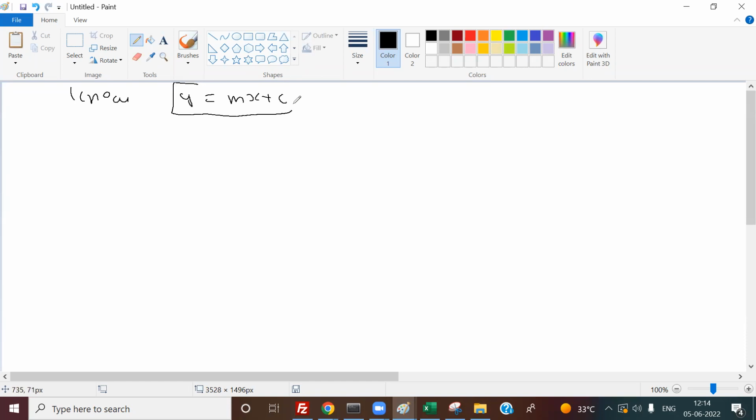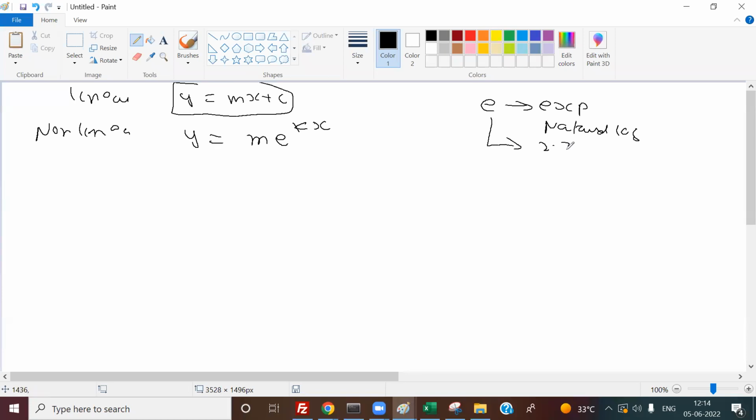But let's say if it is non-linear. अगर non-linear है, then equation is represented as y is equal to m e power kx, or m e power cx, whatever. What is e? E is nothing but your exponential. That is your natural log. The value of e is normally 2.7183 continued. If you go to Google and ask what is the value of e, it will give you the same.